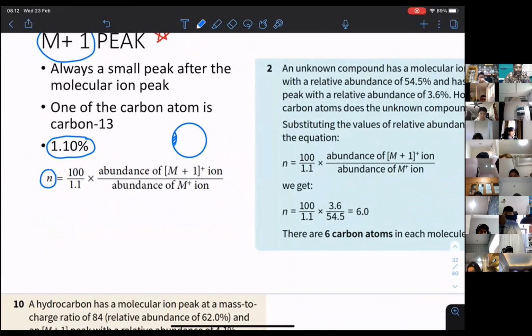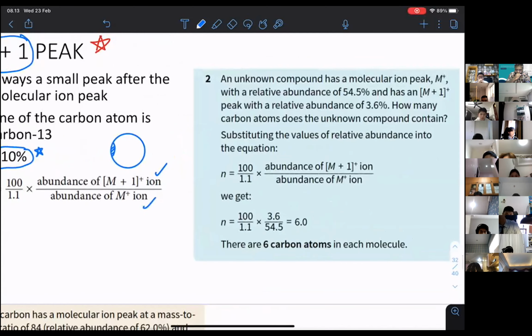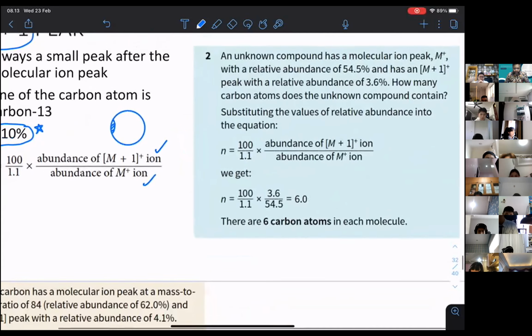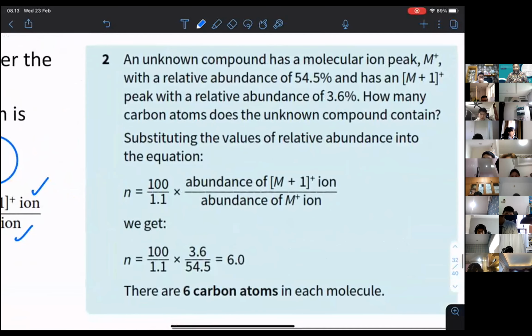So here, N is going to be 100 divided by 1.1, multiplied by the abundance of M+1 over the abundance of M+. That gives you the number of carbon atoms. Now use the formula: an unknown compound has a molecular ion peak. The abundance of M+ is 54.5, and M+1 is 3.6. Of course you're not going to get 100% because there are other peaks involved. How many carbon atoms does this unknown compound contain?